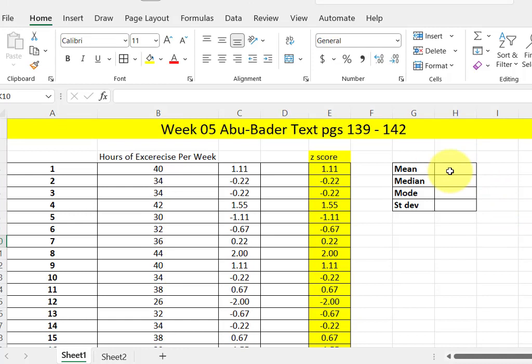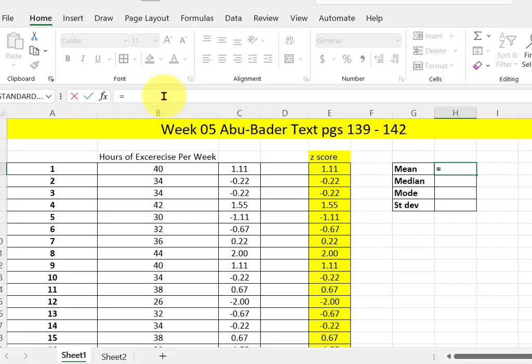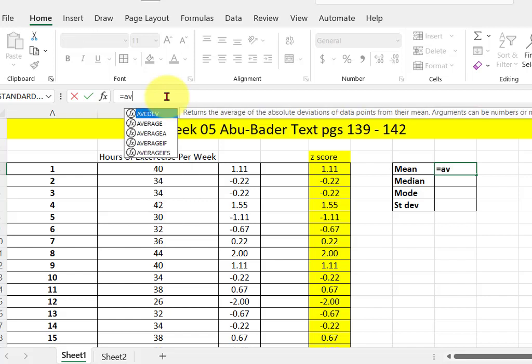Next, he wants the mean, the median, the mode, and the standard deviation from the z-scores. All right, okay, so again, we're going to cheat. We're going to go to the function bar. We're going to hit equals. And then, let me give you a shortcut. If you just start typing the word average, all the functions with that in there pop up. It's usually the first one, average.